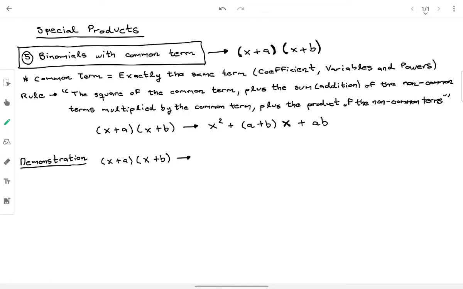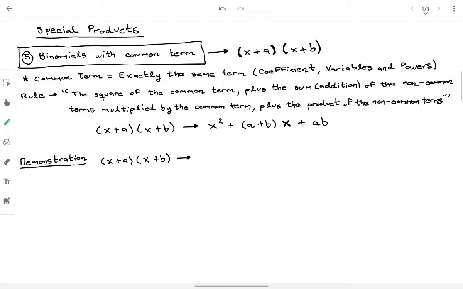So today we will continue with the topic of special products. Today we will see the special product that is called binomials with the common term. Remember, a common term is exactly the same term. It must have the same coefficient, the same variables, the same powers. So a common term is exactly the same.